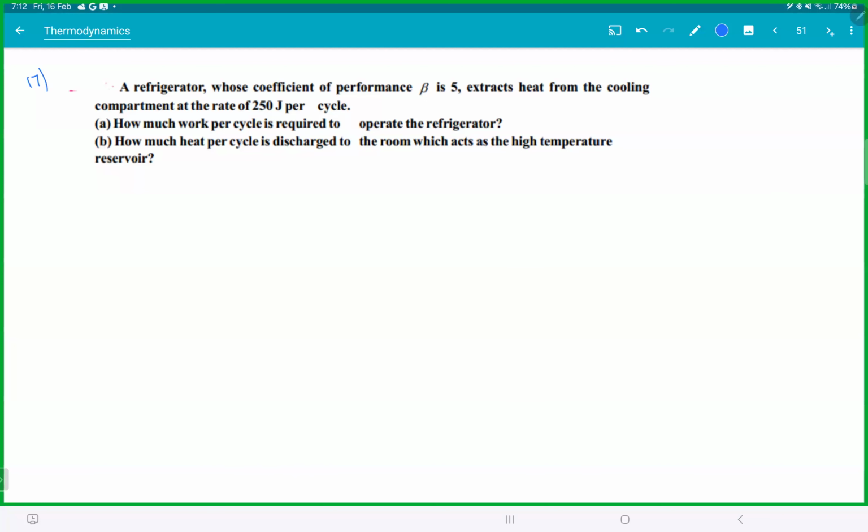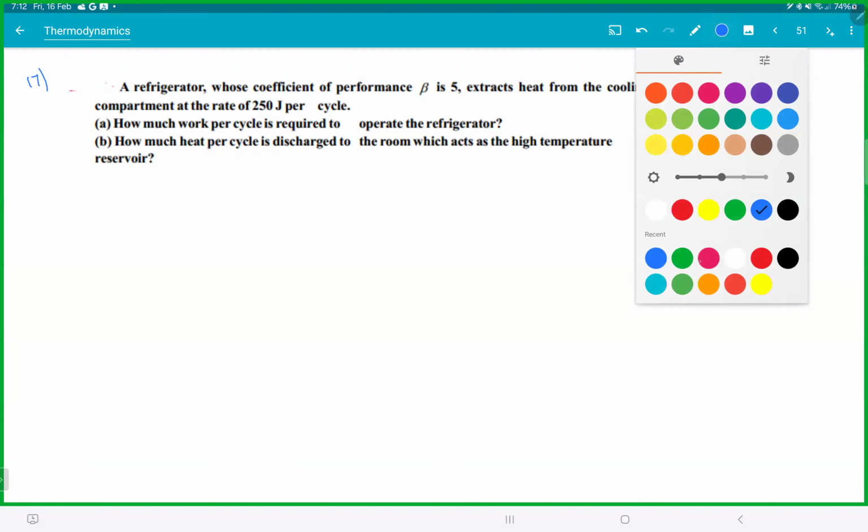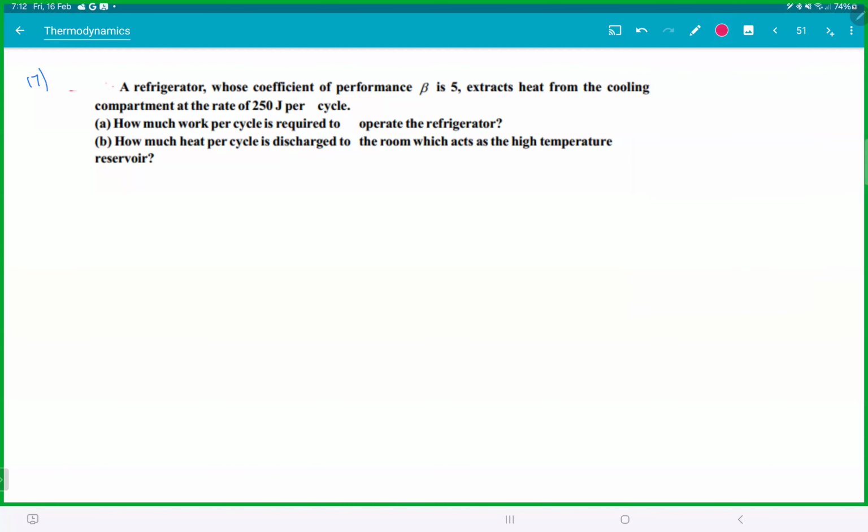A refrigerator's coefficient of performance beta is 5. It extracts heat from the cooling compartment at 250. How much work per cycle is required to operate the refrigerator? How much heat per cycle is discharged to the room, which acts as the high temperature? Meaning, he's saying this is Q2. This thing is Q1. Right, Swastika. Get it, easy one.